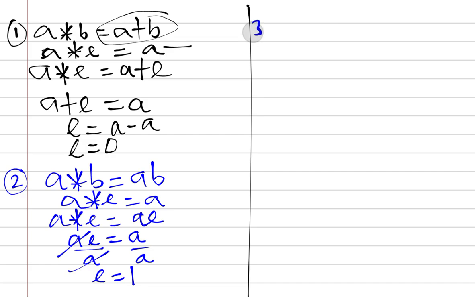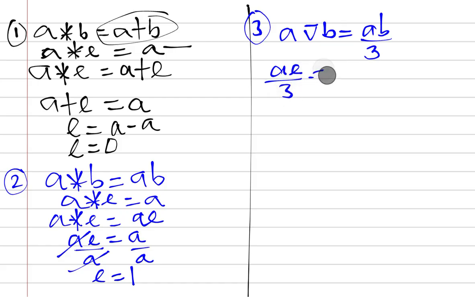So now number 3. Number 3 question says A operation B is equal to AB over 3. So that will be AE over 3 equal to A. I'm sure you understand what I'm doing. You can see I've done 2 examples for you like a baby using the formula already. Anywhere you see A, you put A. Anywhere you see B, you put E. So that's why this one becomes AE over 3.